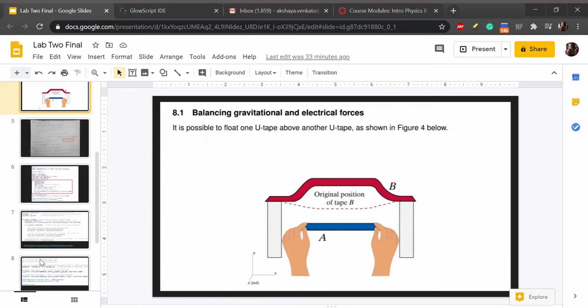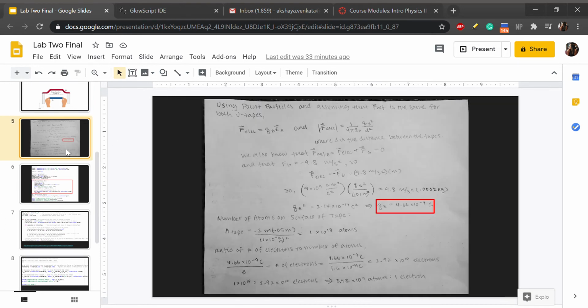So here you see tape A and tape B, and they actually have like charges, so they end up repelling each other. And the idea is that we're going to use the electric force generated from the repulsion between tape A and B to make tape B levitate. So the idea is that F net is equal to 0 here. Gravitational and electric force will be equal to each other, so you can see that right here in that equation.